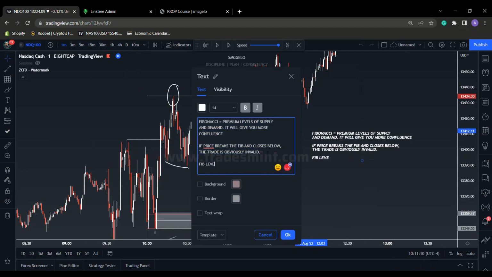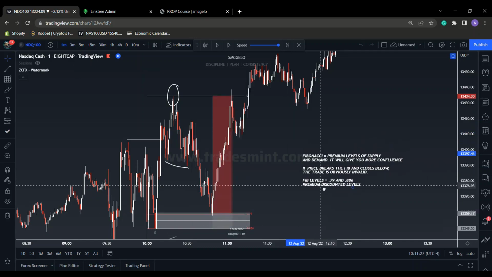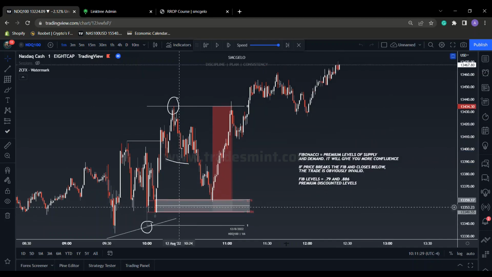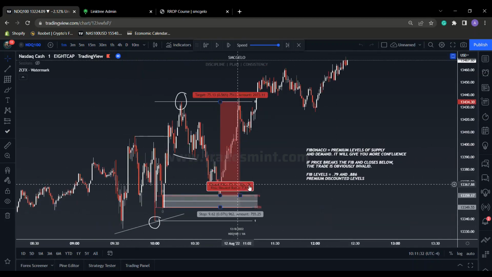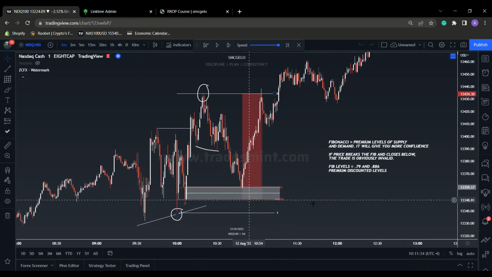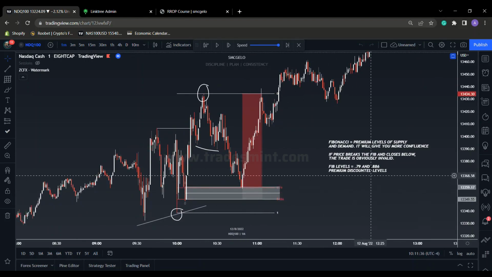And then the fib levels that I use, 0.79 and 0.886. Premium discounted levels. That's fib. That's my levels. That's how you enter off it. Line it up with your supply and demand. If it doesn't line up, don't take the trade.